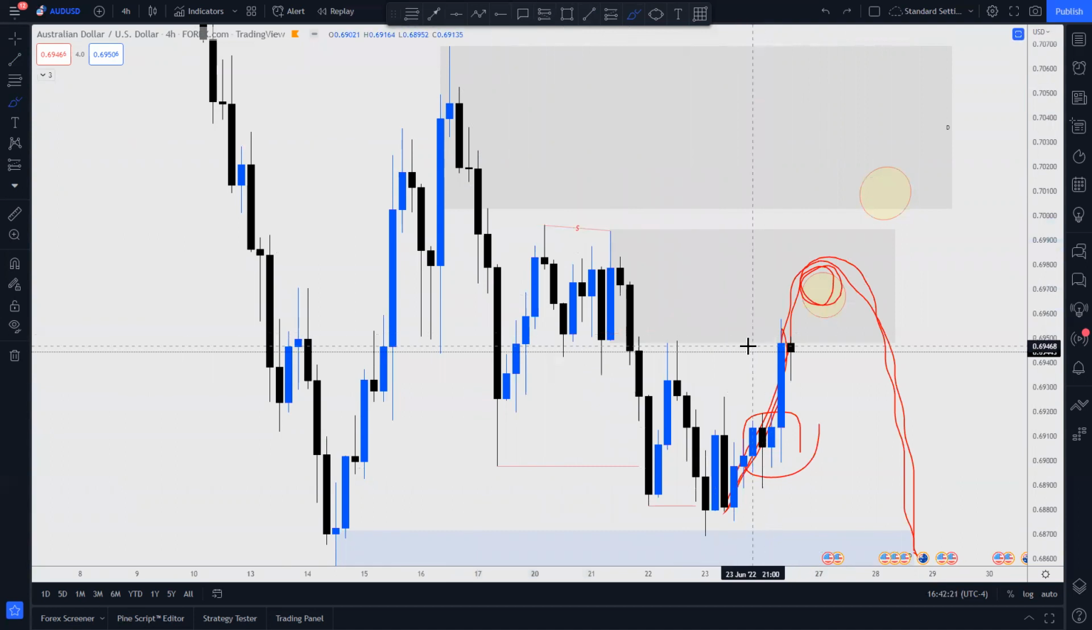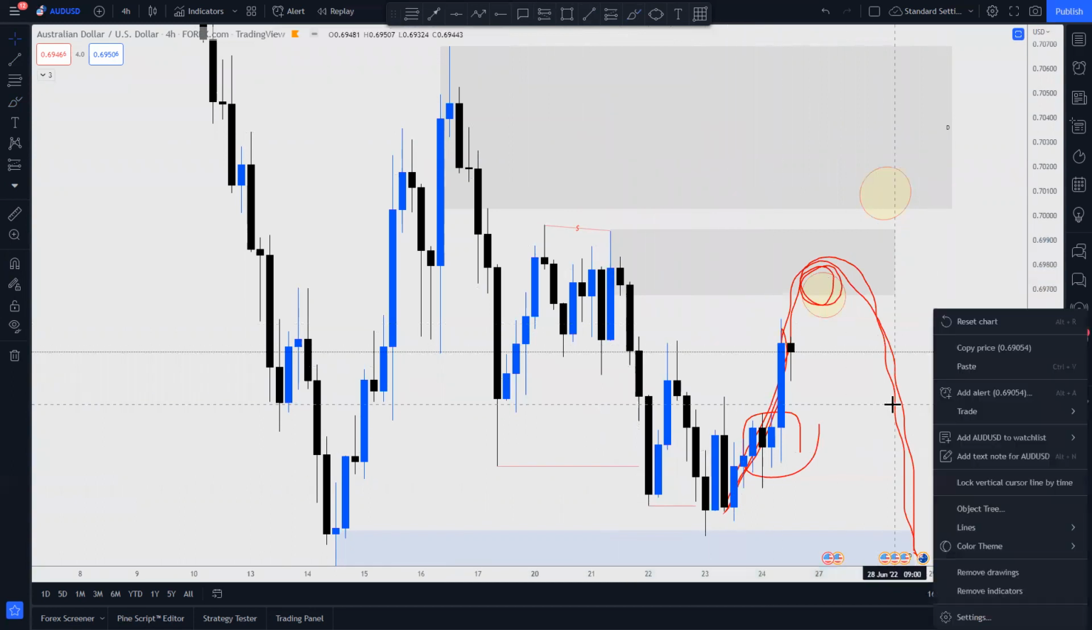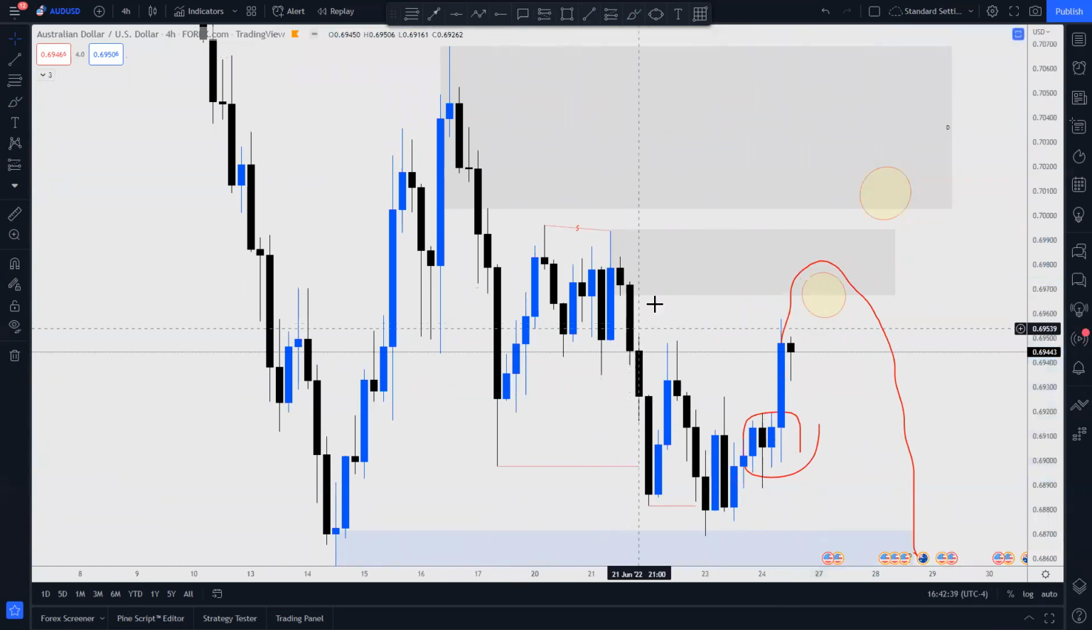I refined it to this area here. I like that inside candle, and there's an imbalance leading into it. I like to see those things. If you've been watching my videos, you already know. Let me see if I can get this right. Okay, so we got an imbalance that could be filled.